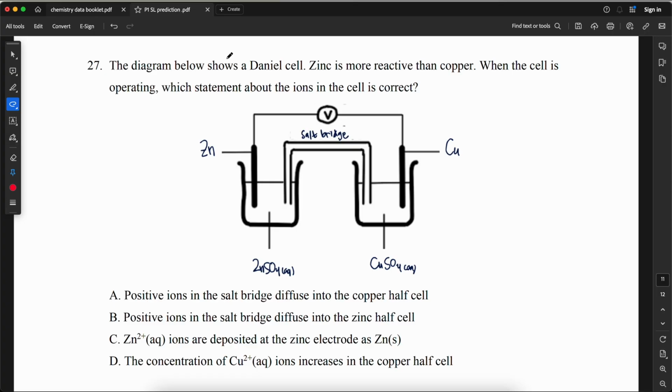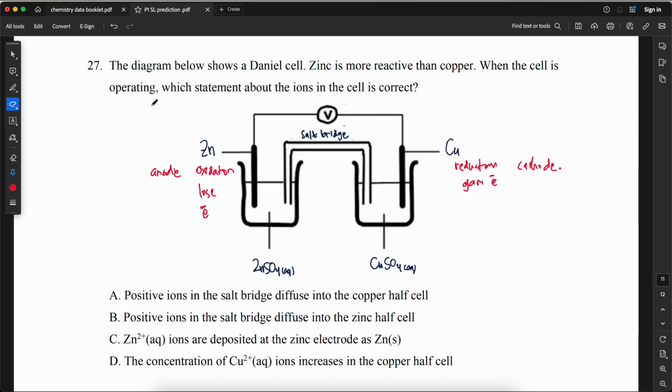The diagram below shows a Daniell cell or voltaic cell. Zinc is more reactive than copper. If it's more reactive, then this one will experience oxidation, lose electron. And copper will experience reduction, gain electron. Oxidation always at the anode, reduction always at the cathode.